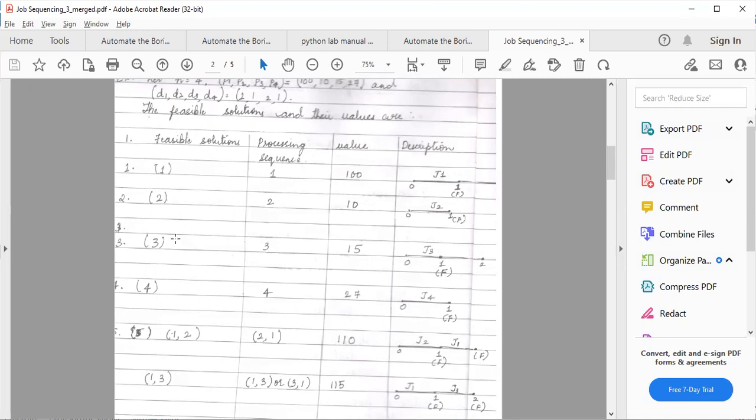And the deadline of this job 3, you can see here, is 2, which is greater than 1. Therefore, this is also considered as feasible. Therefore, I have written here feasible solution. Similarly, job 4 also falls onto the same line.